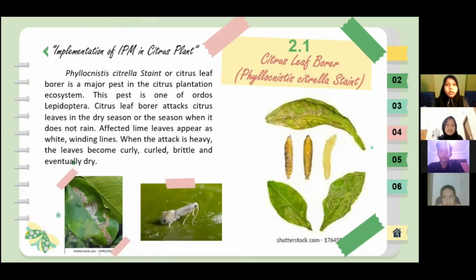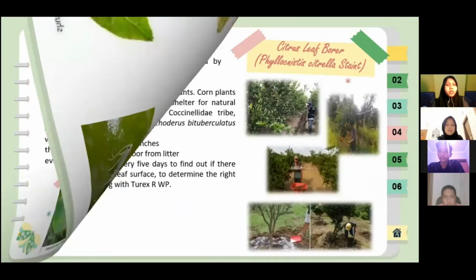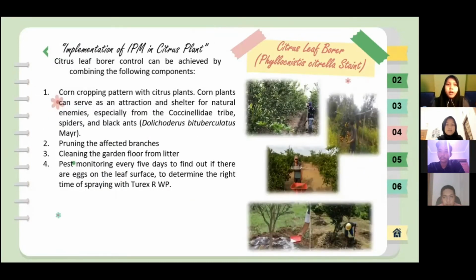Citrus leaf borer attacks citrus leaves in the dry season, or the season when it doesn't rain. Affected lime leaves appear as white and winding lines. When the attack is heavy, the leaves become curly, brittle, and eventually dry. Citrus leaf borer control can be achieved by combining the following components.